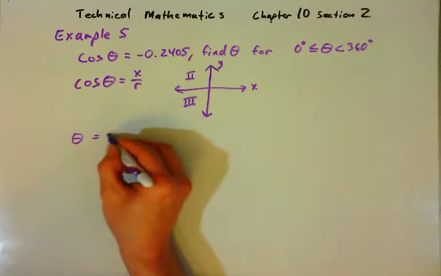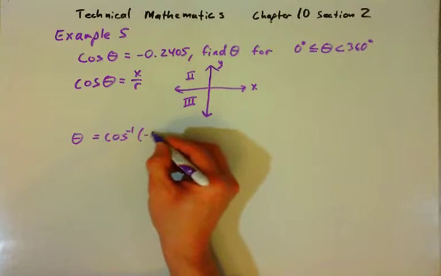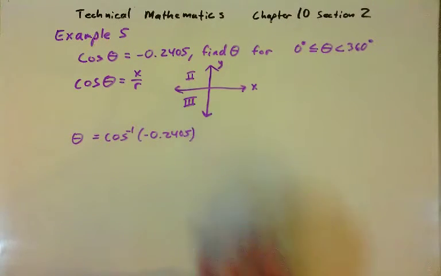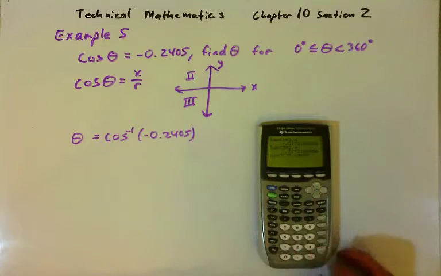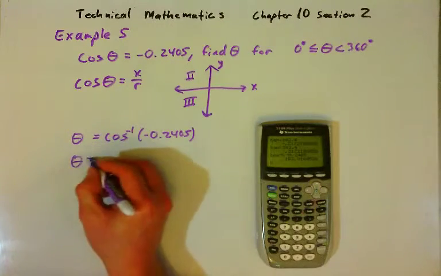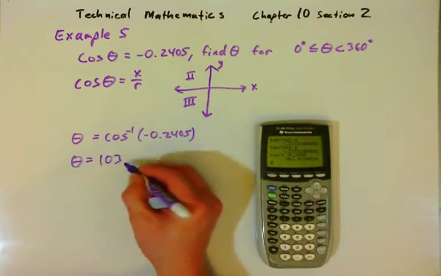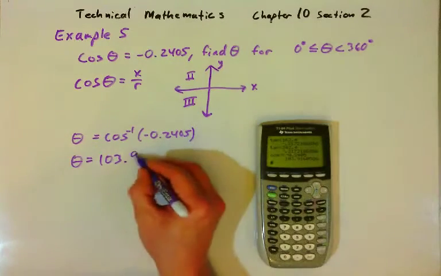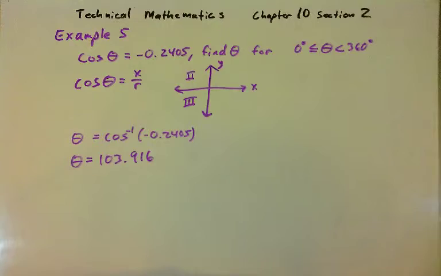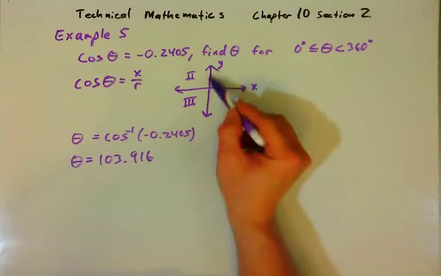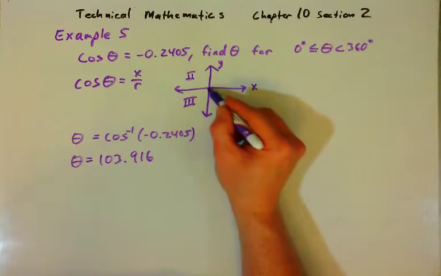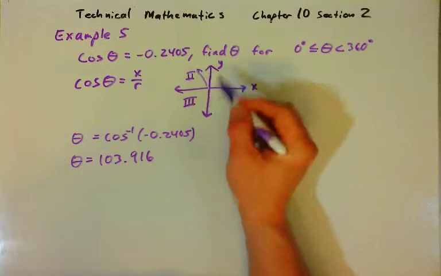And so we can use our calculator. Theta will be equal to the inverse cosine of negative 0.2405. The inverse cosine of negative 0.2405 is 103.916. Theta must be equal to 103.916. And so that's one possible answer. That's a second quadrant answer because it's greater than 90, but it's less than 180. So we're looking at an answer somewhere over here, greater than 90 degrees.